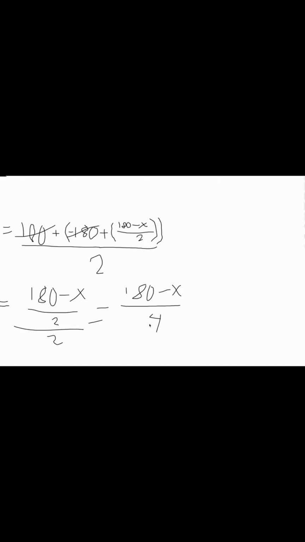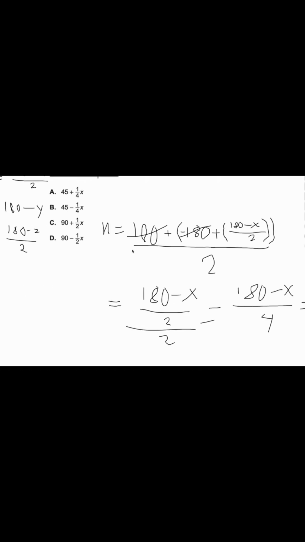a little bit further. So this equals 180 minus x over 2 over 2, which equals 180 minus x over 4. Okay, and then now, what's 180 divided by 4? That's 45. And what's x divided by 4? That's going to be 1/4 times x. That's your answer. So that is going to be B. B is the correct answer.